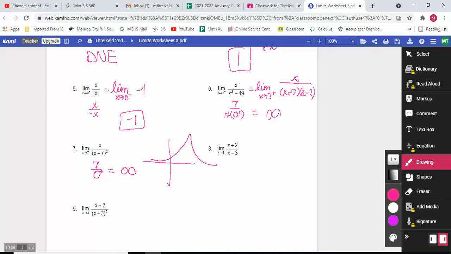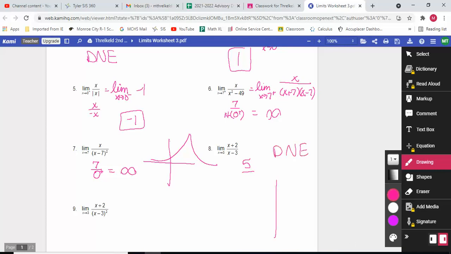If I just plugged in, the top is 5, the bottom is going to 0, but I'm approaching 3 from both sides. If I put in something bigger than 3, it's approaching 0 from the right. If I put in something smaller than 3, I'm approaching 0 from the left. So from the right, this should be going to positive infinity. From the left, it should be negative infinity. So does the overall limit exist? No. So this one does not exist.